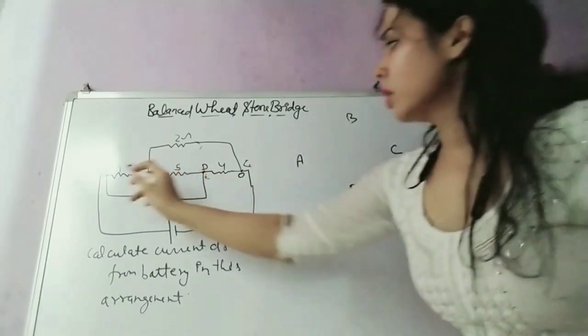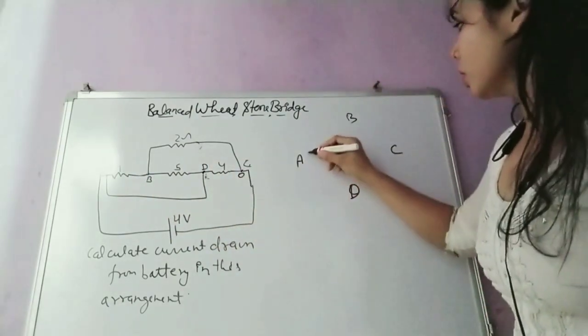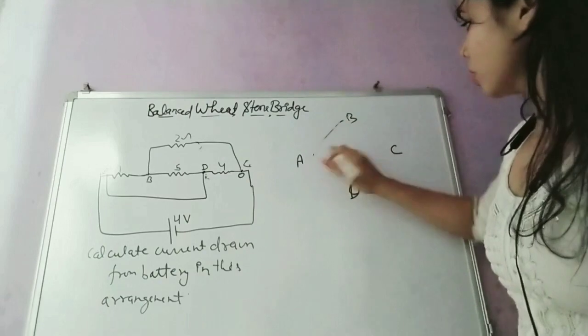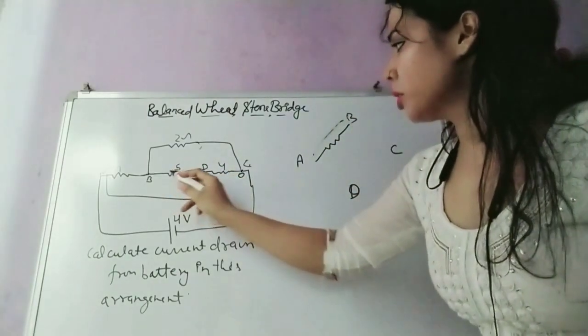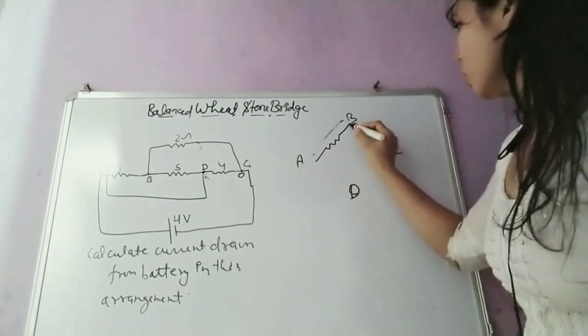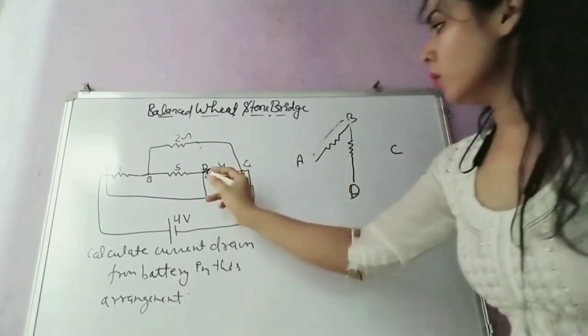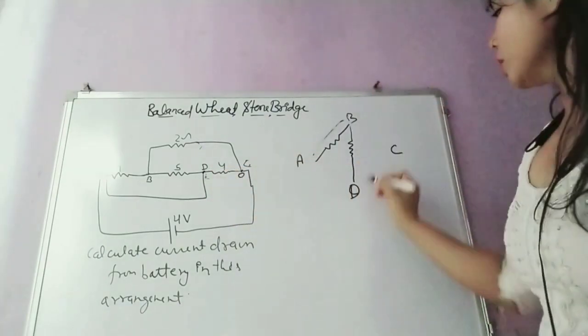Now we will draw. The first resistance is between A and B. Okay, the second one is between B and D. Okay, now another one is between D and C.